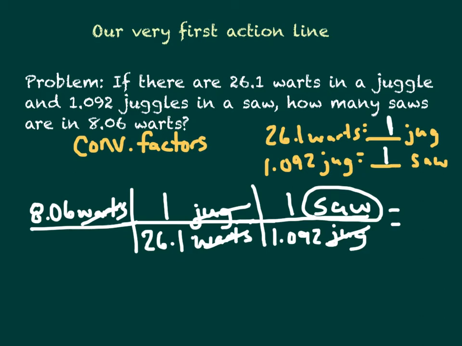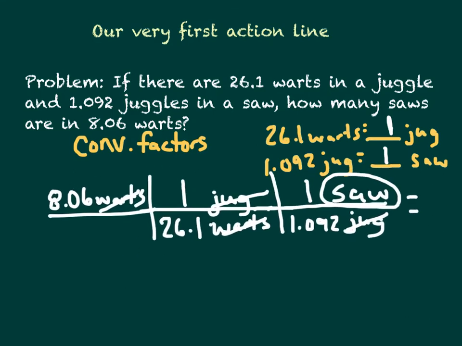Get out your handy dandy calculator and start with typing in 8.06. Everything on top we're going to hit the times button for. Everything on bottom we're going to hit the divide button for. So 8.06 times 1, divided by 26.1, divided by 1.092. Or you can just put 8.06 times 1 divided by this, times 1 divided by this if you want to.